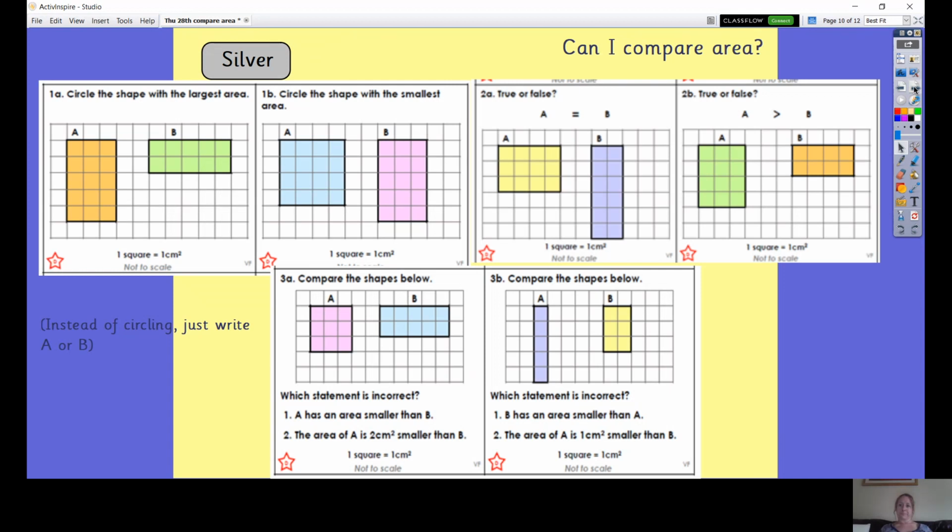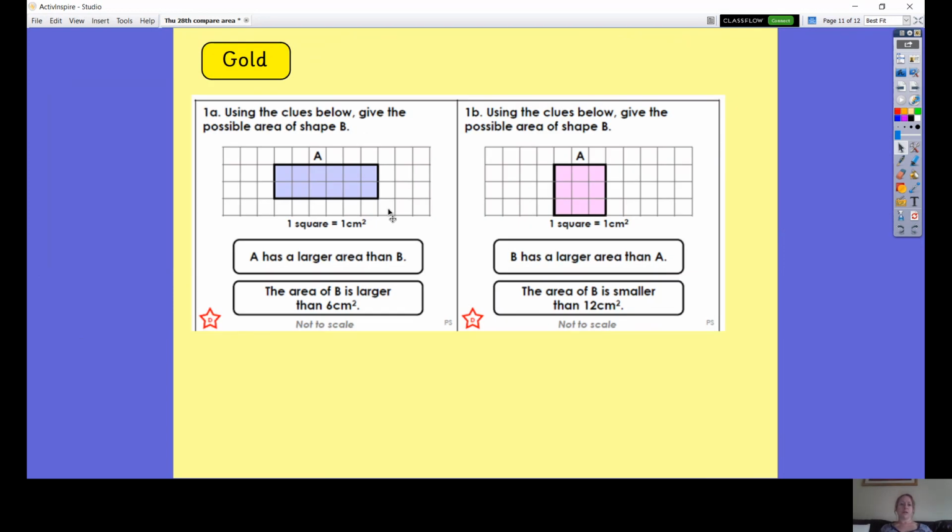Okay, and we'll move on to gold now. So using the clues below, give the possible area of the shape, the area of shape B. So it gives you one shape, gives you some clues, and you have to work out what the area of shape B might be. It hasn't shown you the shape, it's just given you shape A, and it's going to tell you some things about shape B, and then you want to try and guess which one it is, and the same here. So try and work out what the possible area is of those shapes.